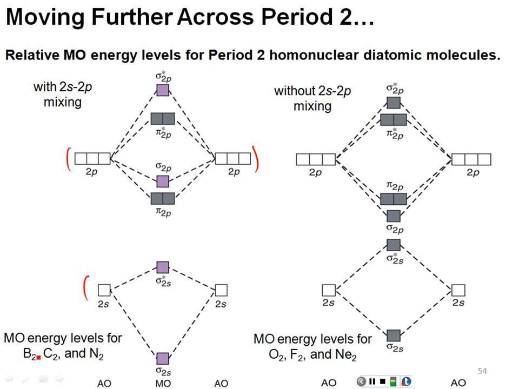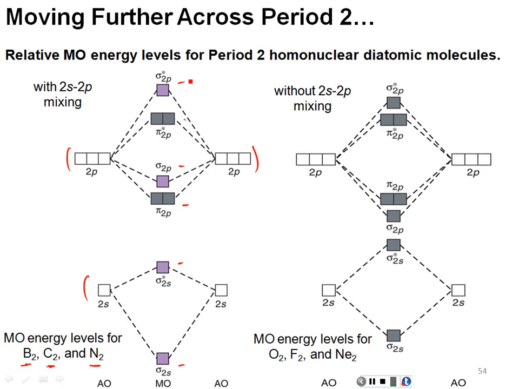And for boron, carbon, and nitrogen, the pattern goes sigma 2s, sigma star 2s, pi 2p, sigma 2p, pi star 2p, sigma star 2p. And this is what's known as sp mixing.